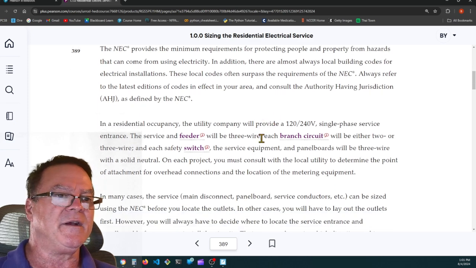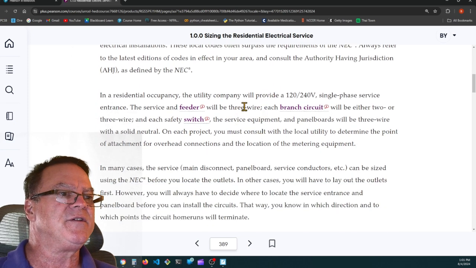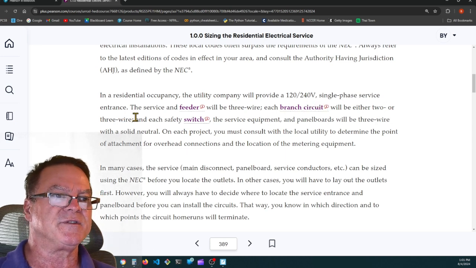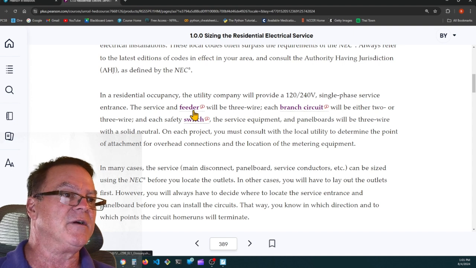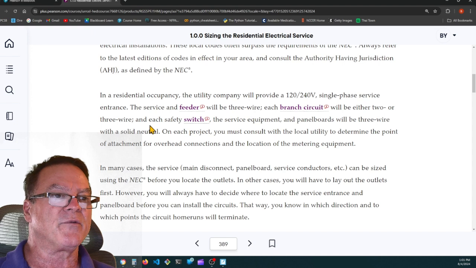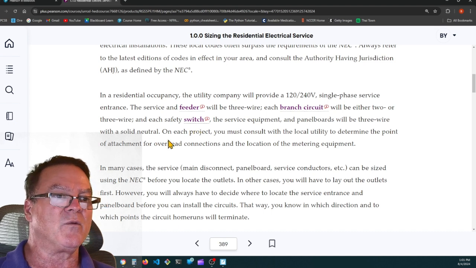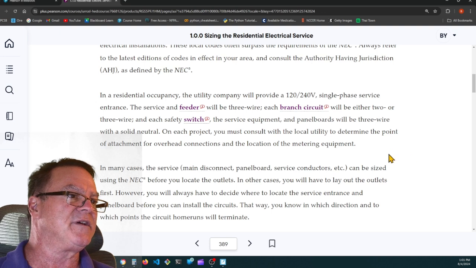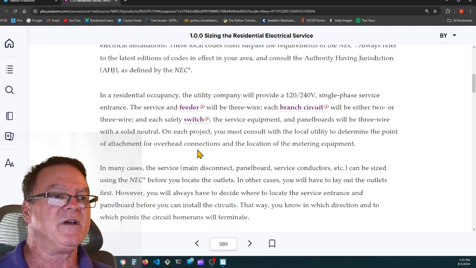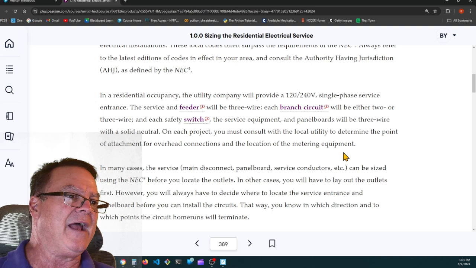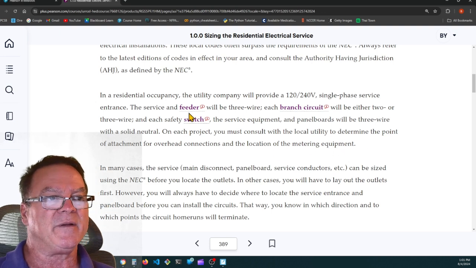So let's see what they say here. They say, in a residential occupancy, the utility company will provide a 120/240 volt single phase service entrance. The service and feeder will be 3-wire. Each branch circuit will either be 2 or 3-wire, and each safety switch, the service equipment and panel boards will be 3-wire with a solid neutral. On each project, you must consult with the local utility to determine the point of attachment for overhead connections and the location of metering equipment.